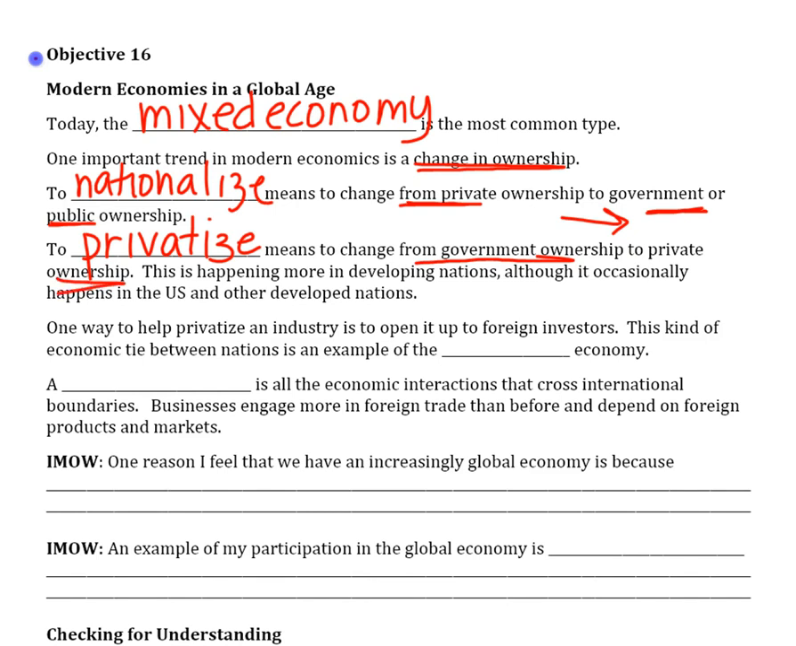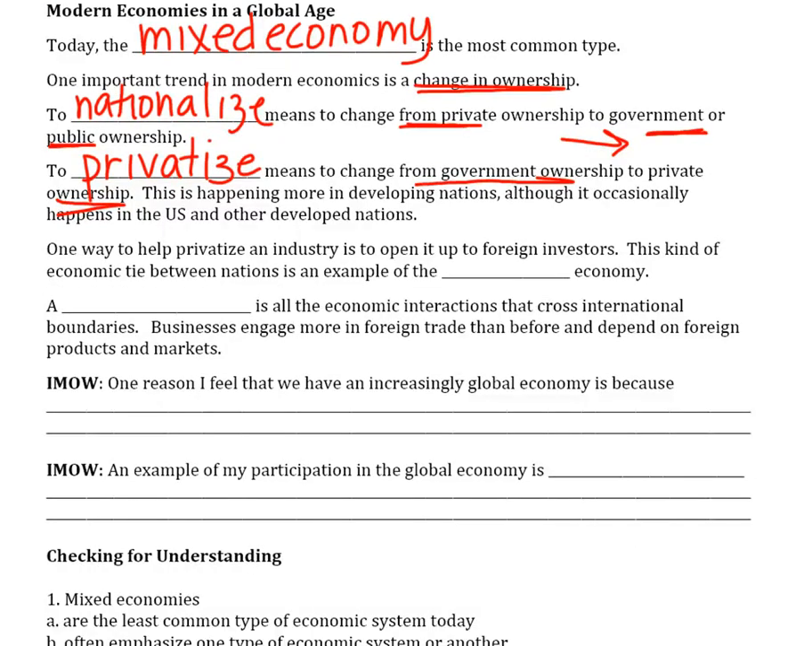This is happening more in developing nations, although it occasionally happens in the U.S. and other developed nations. It doesn't happen very often in this country, but every once in a while the government decides that they don't want to take control over something, so they let the private sector or the businesses purchase it.